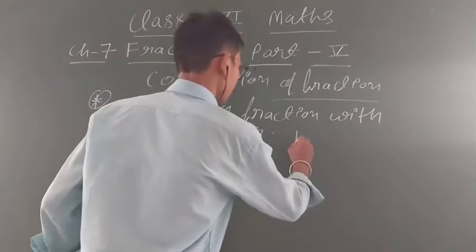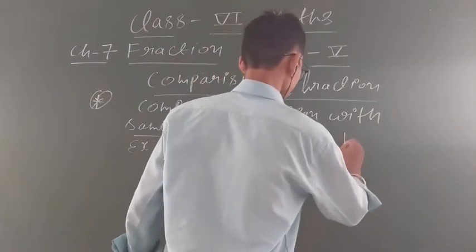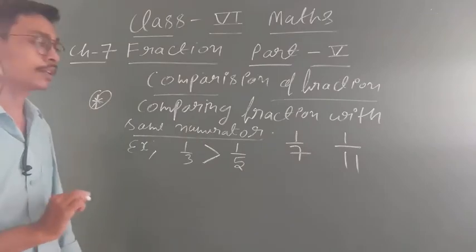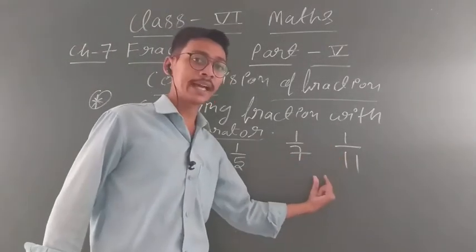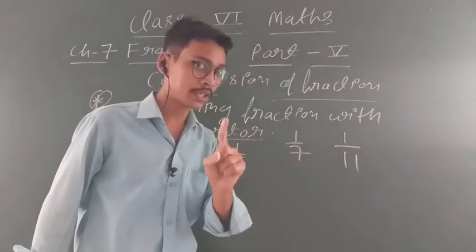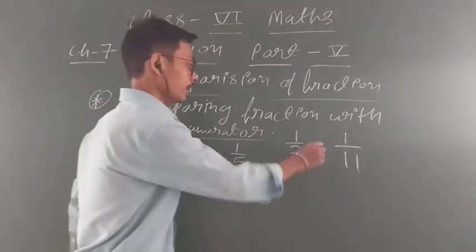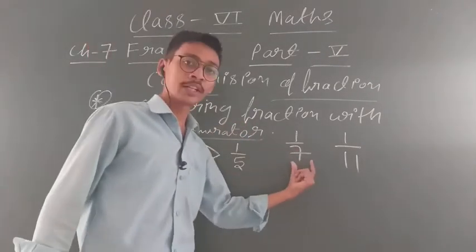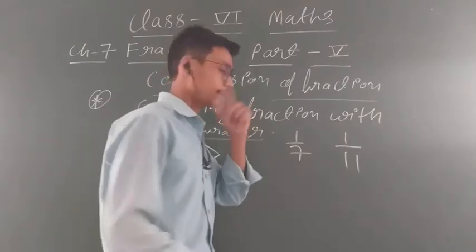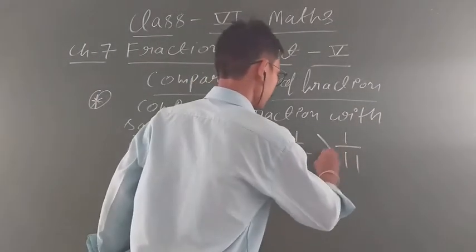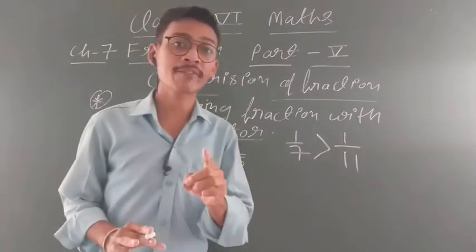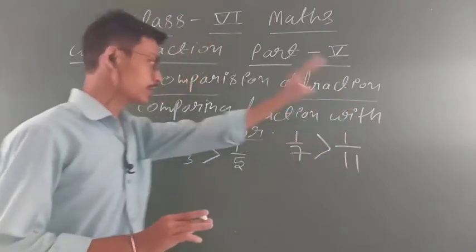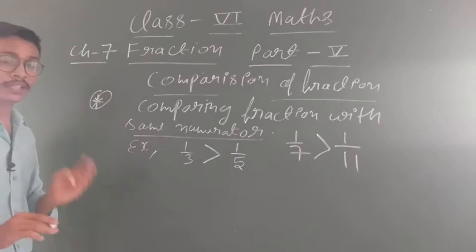Again you can take 1/7 and 1/11. If I want to know which one is greater, you know that according to the definition, if the numerators are the same, not the denominators, then the fraction having the smaller denominator has the greater value. See, 7 is smaller than 11. So what will you say? 1/7 is greater than 1/11. But student, in like fractions, the fraction having the greater numerator is the greater value. Okay student, so this is the basic difference which I want to explain. I think you are able to understand.